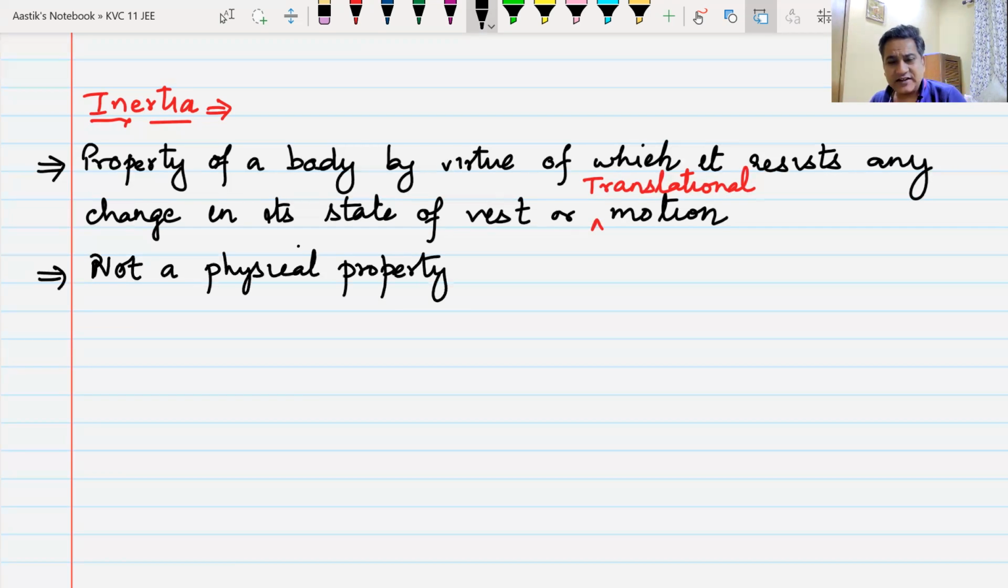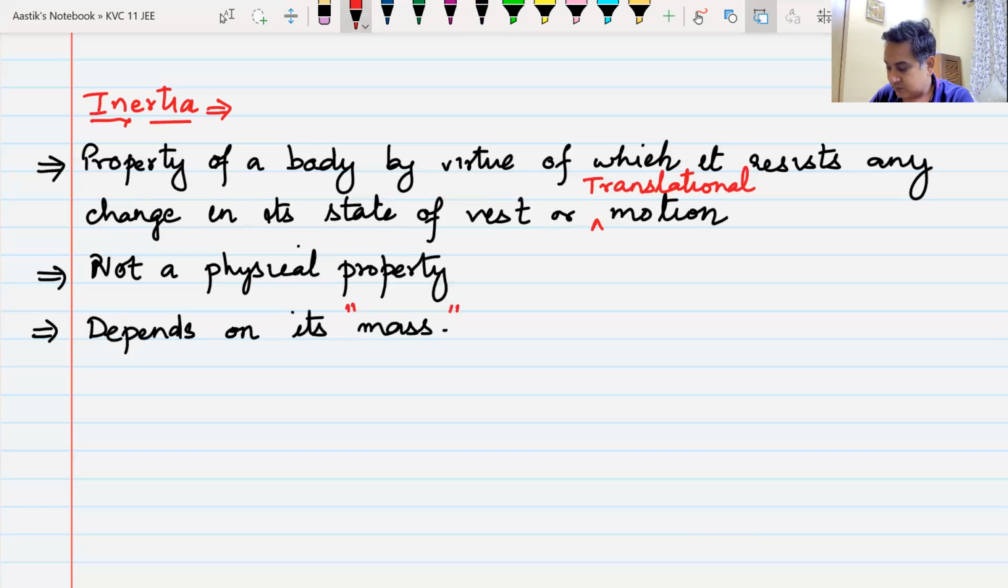But then we know that if someone has more mass, it will require more force to start the motion. If a body is heavy, it requires a lot of effort to move it. So we can understand that the inertia of any body depends on its mass. Do we understand this? Inertia on its own has got no physical sense, but we have found out that it depends on its mass.